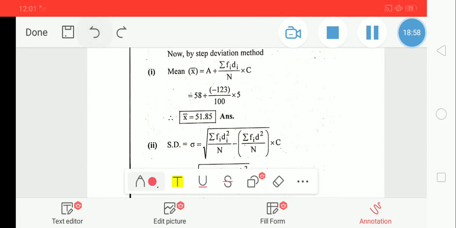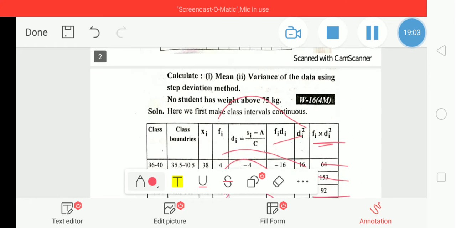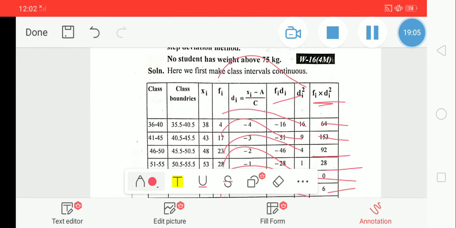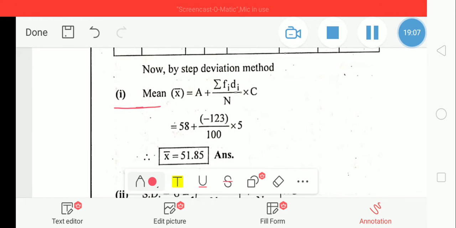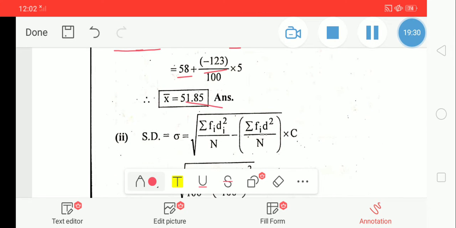First finding the mean. So find mean and variance. First find the mean: A plus summation of fi di divided by n, multiplied by C. A is assumed to be 58, and summation of fi di is minus 123, divided by n, which is 100, multiplied by 5. So the mean is equal to 51.85.